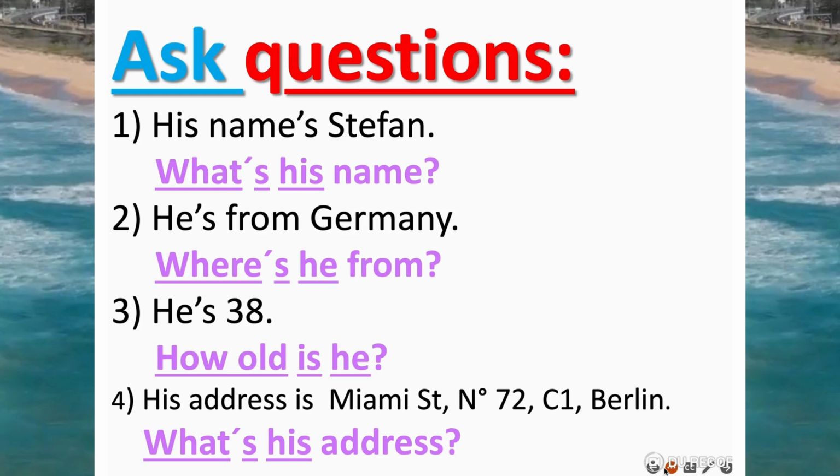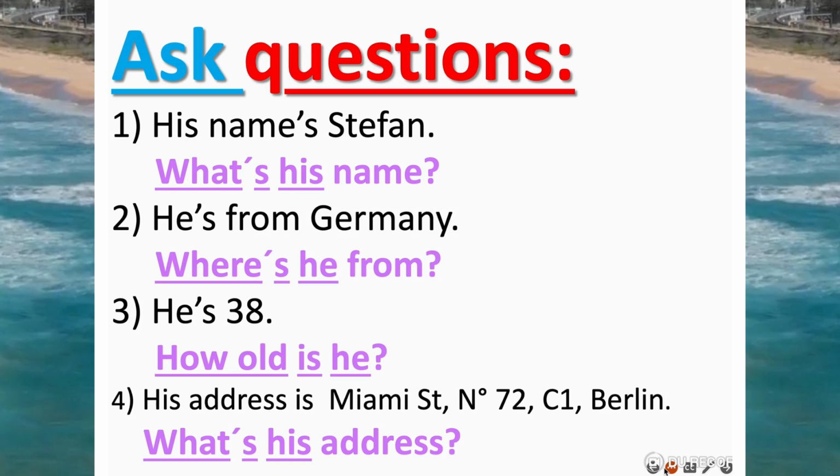Number 3, he's 38. What's the question? We are speaking about age, and we have he. How old is he? If you say how old are you, it's not correct because we don't have I am. If you say how old is she, it's not correct because we have he. So the best answer is, how old is he? How old is he? He's 38.